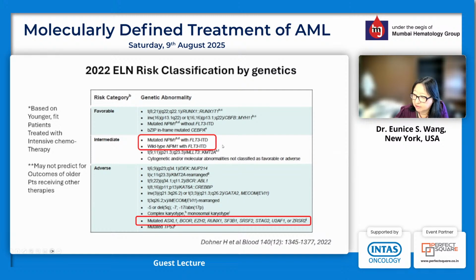There recently have been 2 changes to the 2022 ELN risk classification as compared to prior, and I just highlight here that patients with NPM1 mutant disease, with or without NPM1 mutant disease, but with presence of FLT3, are now considered to be in the intermediate category. And I think that's because of the success of FLT3 inhibitors being incorporated into therapy for these individuals.